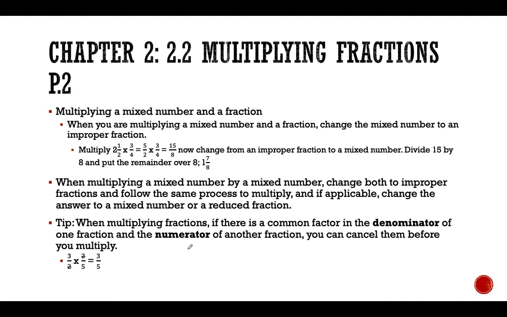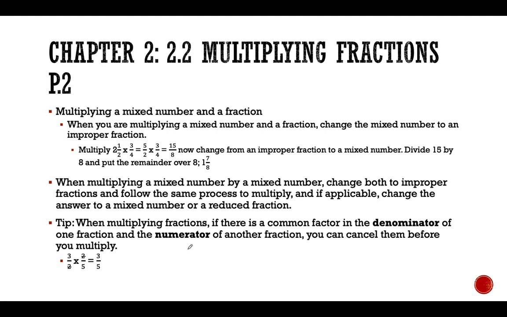Multiplying a mixed number and a fraction. When you're multiplying a mixed number by a fraction, the first thing you're going to do is change the mixed number to an improper fraction. Multiply 2 1/2 by 3/4. Changing 2 1/2 to an improper fraction, 2 times 2 is 4 plus 1 is 5, and put that over 2. So 2 1/2 as an improper fraction is 5/2.